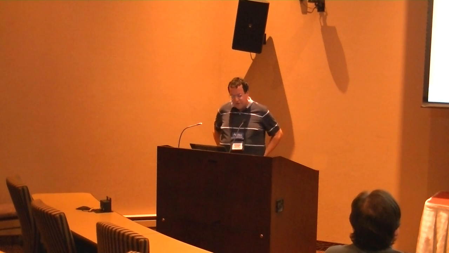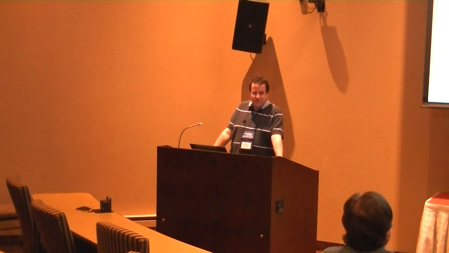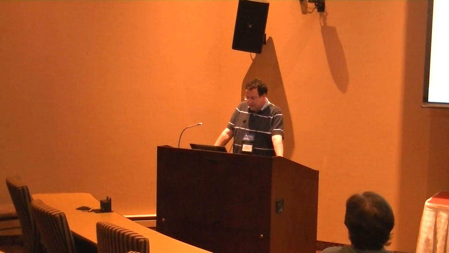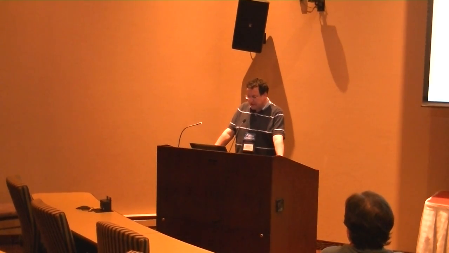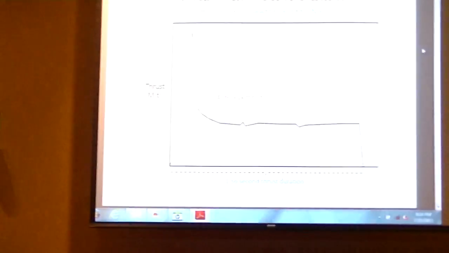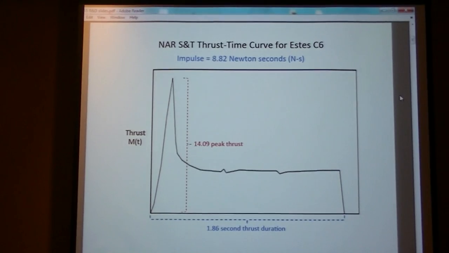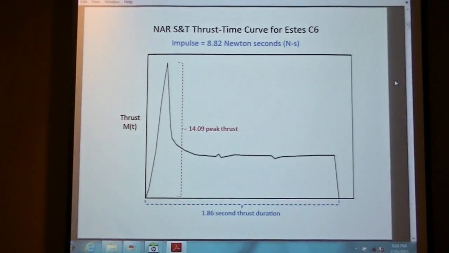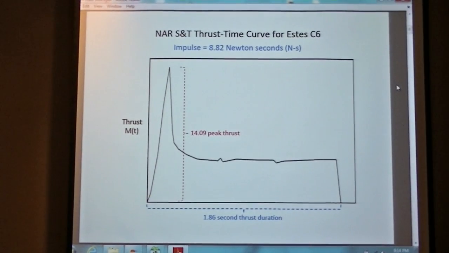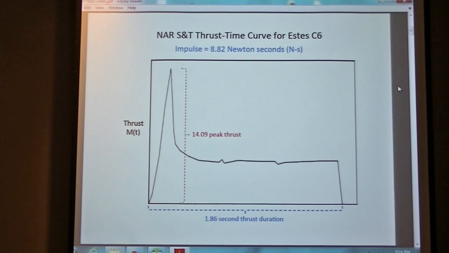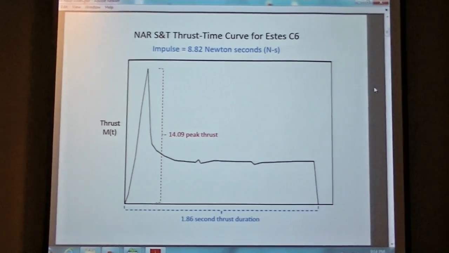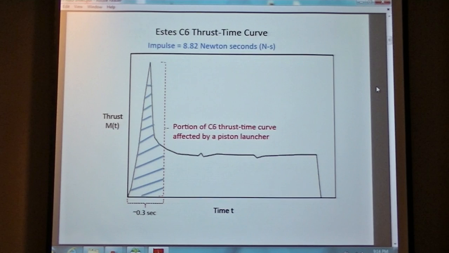I wanted to start with a typical thrust time curve for a motor, and I'm using the Estes C6, which will become apparent when I'm showing that here in a moment. The thrust of this motor at peak is 14 newtons. It thrusts over a 1.86 second thrust duration, and it has an impulse of 8.82 newton seconds.